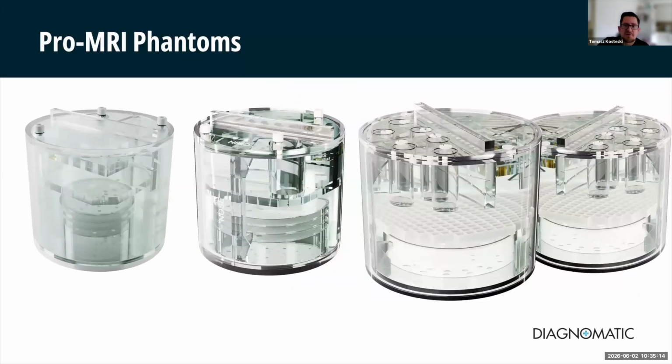Now I will move to the phantom part of the presentation. Diagnomatic provides 4 types of MRI phantoms: 2 Pro-MRI ACR phantoms, certified for use with the American College of Radiology accreditation program, and 2 other Pro-MRI phantoms. At first glance, they look similar, so the next few slides show the main differences and how to recognize which phantom you are using.